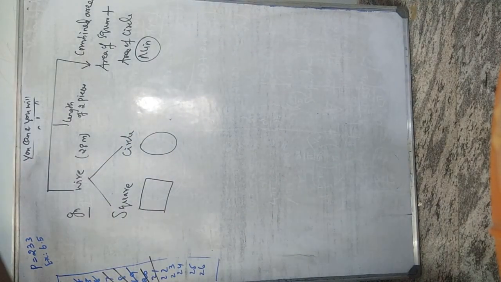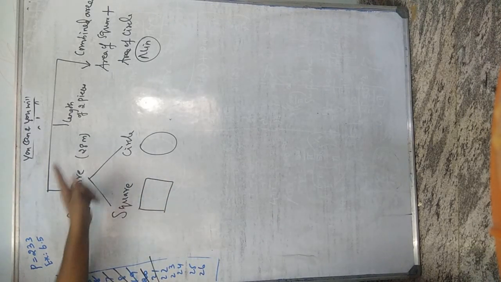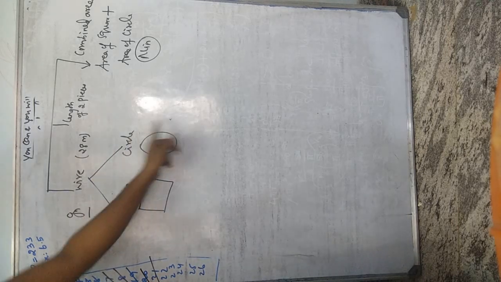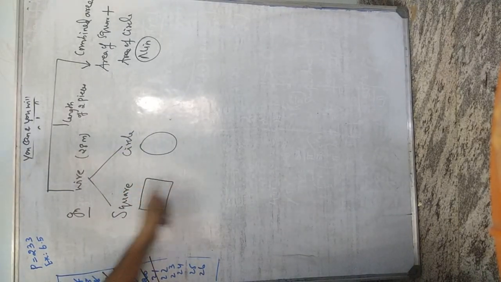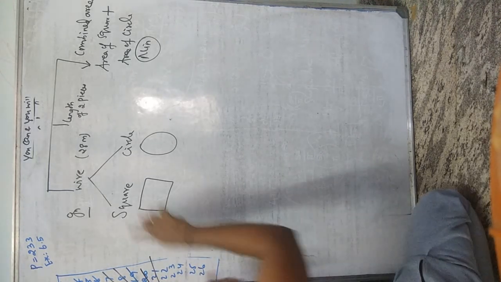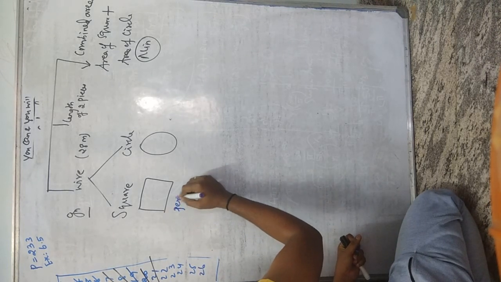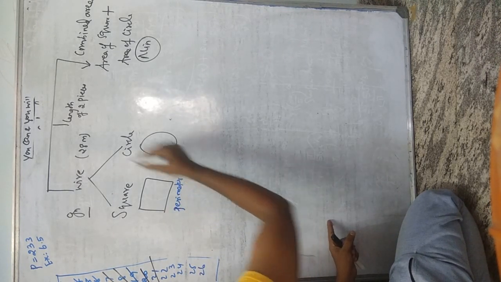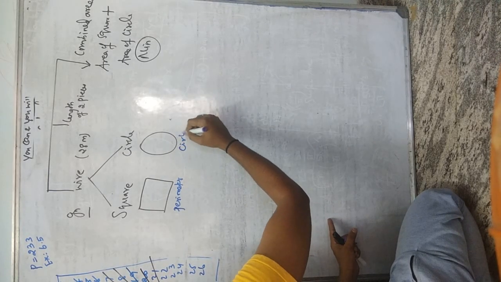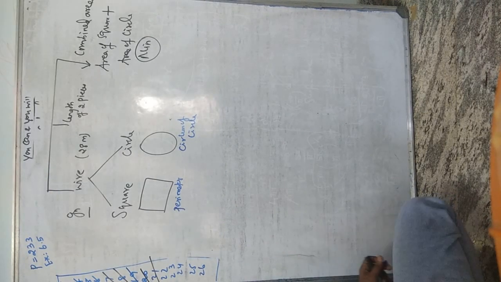Now from this 28 meter I am forming the square, so it is the perimeter of the square, not the area. From this 28 meter I am also forming the circle, so it is the circumference of the circle. You need to find out why it is not area, because we are forming the shape of a square. So we have to find the perimeter of a square and the circumference of a circle. Be very clear on that.